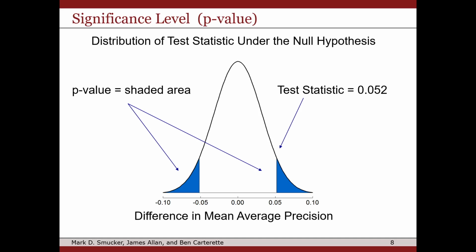And we take the shaded area to be the p-value or the significance level. And again, in a typical distribution here, the area under the curve is 1. And so it is just the shaded area then that is the p-value.